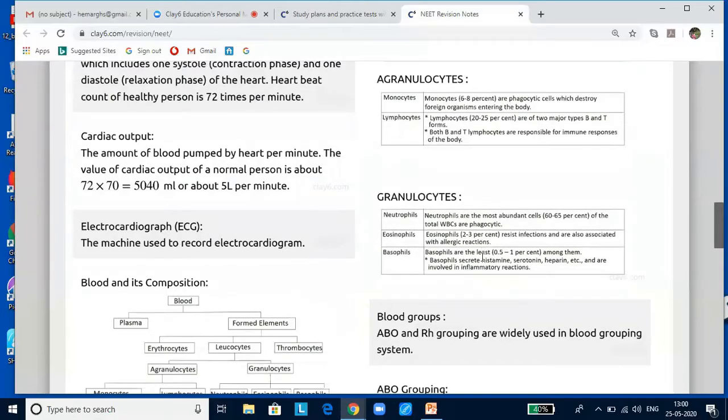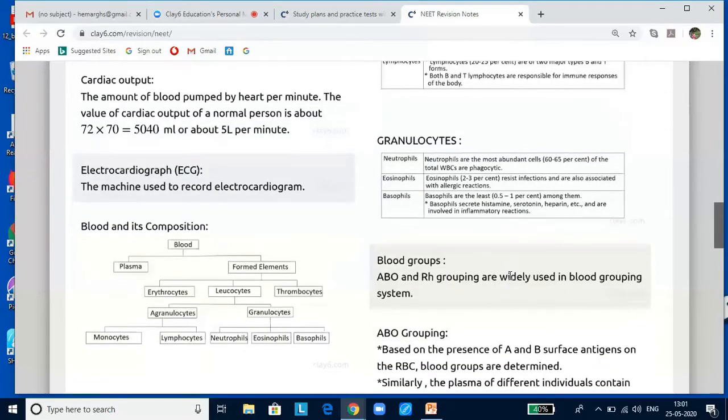If you look at granulocytes, you have neutrophils, eosinophils, and basophils. Neutrophils are the most abundant cells of the total WBCs, and they are phagocytic in action. Eosinophils resist infections and are associated with allergic reactions. Basophils are the least, and they secrete histamine, serotonin, heparin, and are involved in inflammatory reactions.